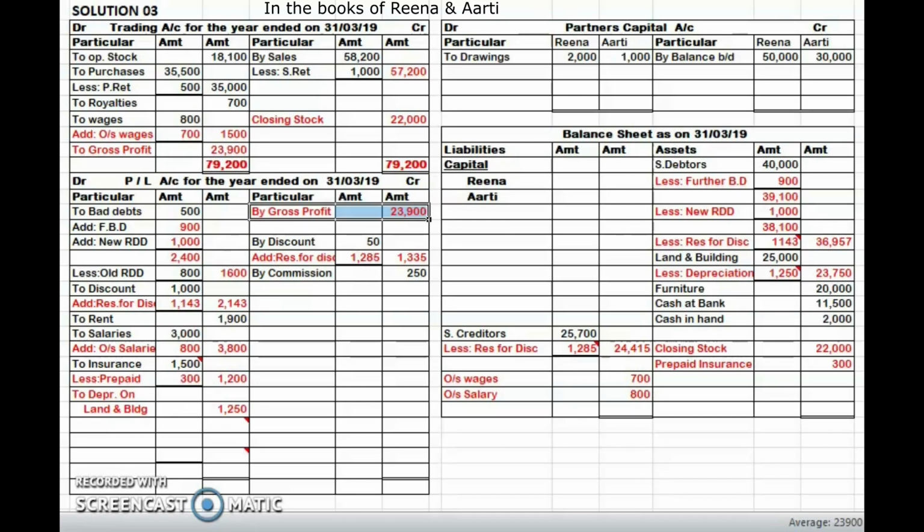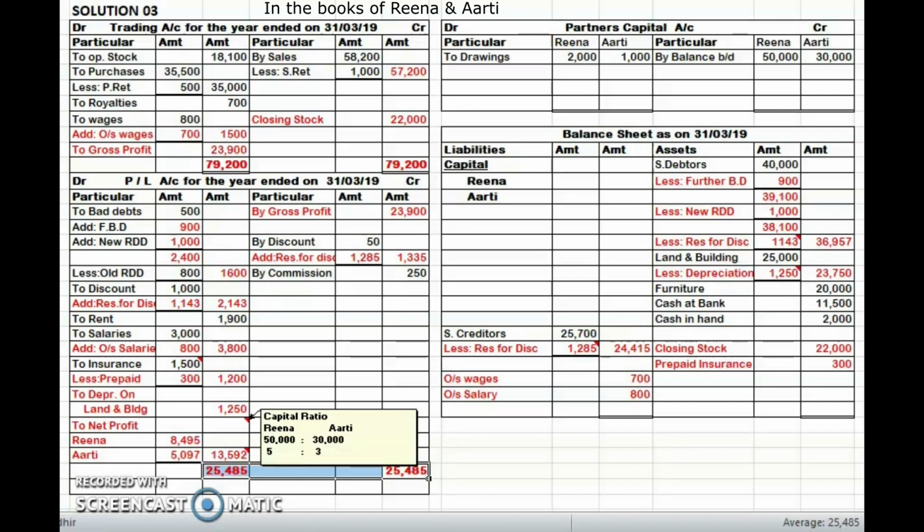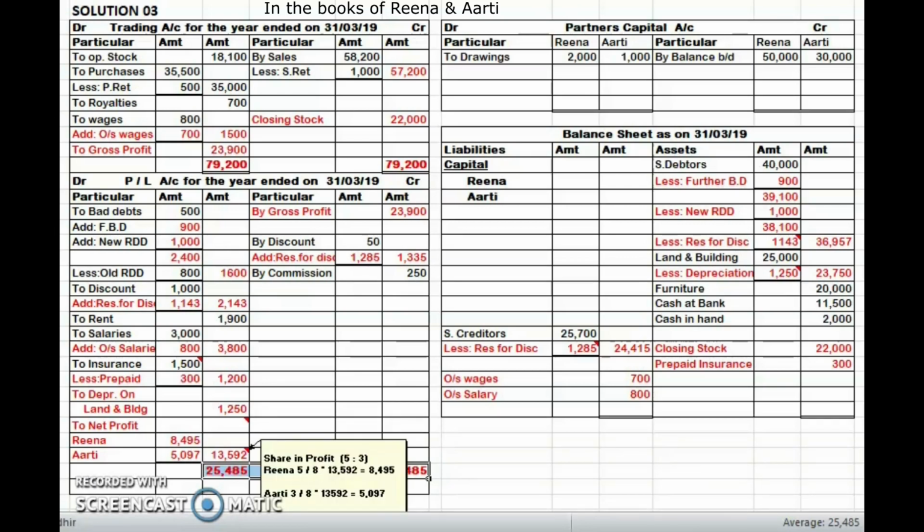Take the totals. You will arrive at a net profit of 13,592. Now the net profit has to be divided in the capital ratio. Capital of Reena is 50,000, capital of Aarti is 30,000, and when you find the ratio, we get the ratio of 5:3. Distribute this profit in the ratio of 5:3. So Reena will get a share of 8,495. Aarti will get a share of 5,097.